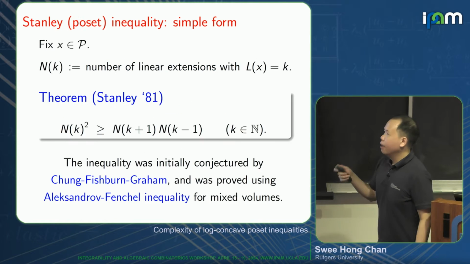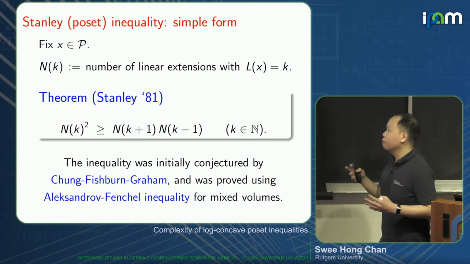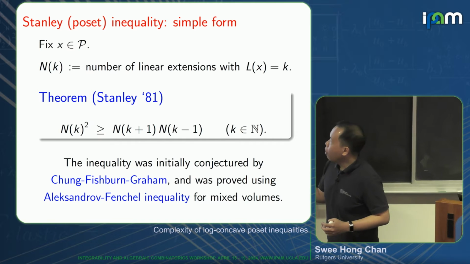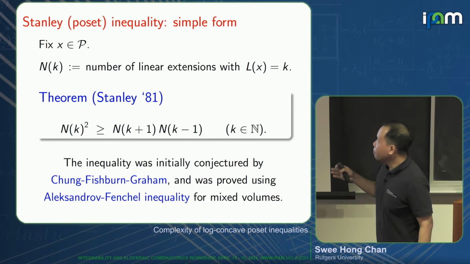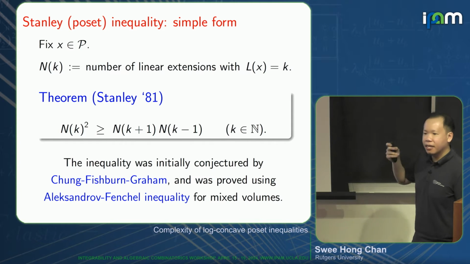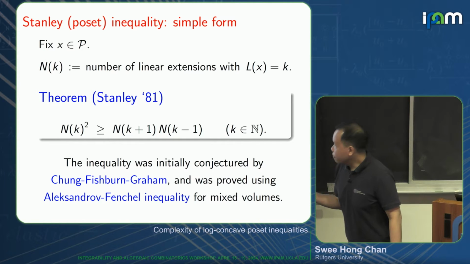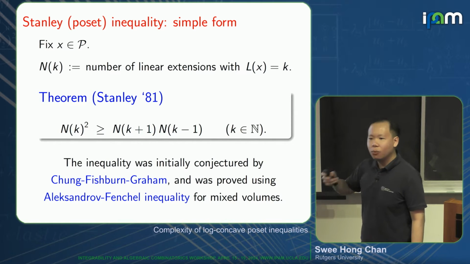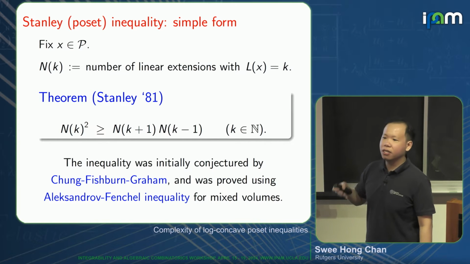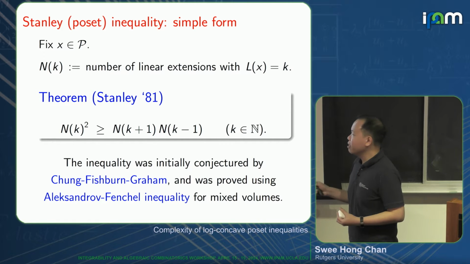Okay. And now, log-concavity appears very naturally in posets in the following way. First, we will always fix an element x of the poset. Let n_k be the number of linear extensions such that x is exactly the k-th smallest element in L. It was first conjectured by Chung, Fishburn, and Graham in 1980. It was proved exactly 1 year later by Stanley that this sequence n_1, n_2, n_3 up to n_n is a log-concave sequence.